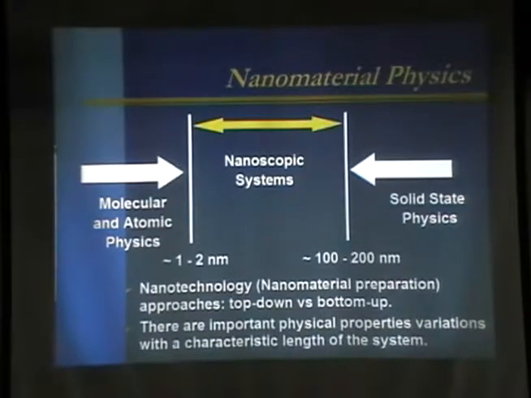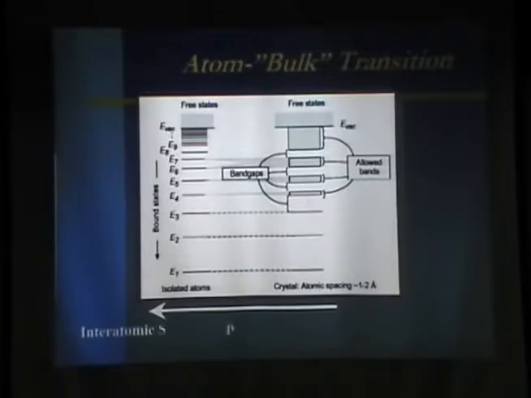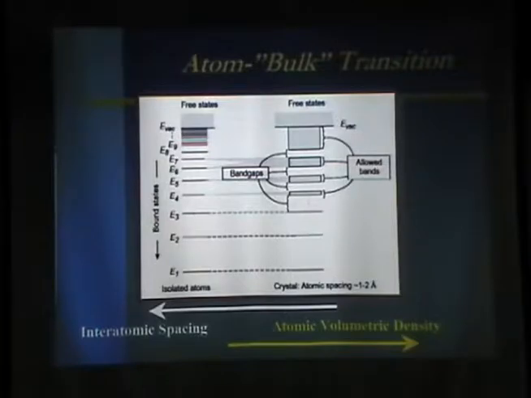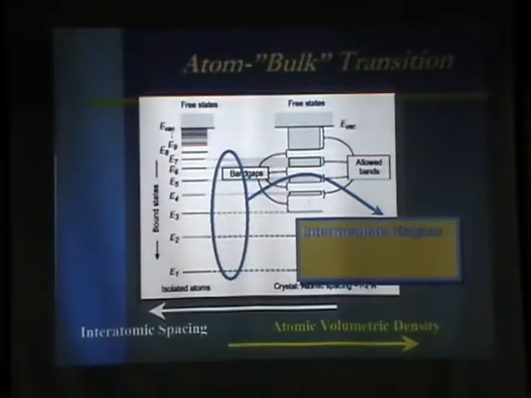And the main important thing is there are important physical properties which vary with the characteristic length of the system. That is, when you change the length in the nanometric size, the properties of the material change, sometimes drastically, right? This is what is on the cover of the book of physics, that when you are in the atomic range, you have discrete energy levels, while when you are in bulk, you have bands. We are in the intermediate region, that is where we can see nanoscopic effects.